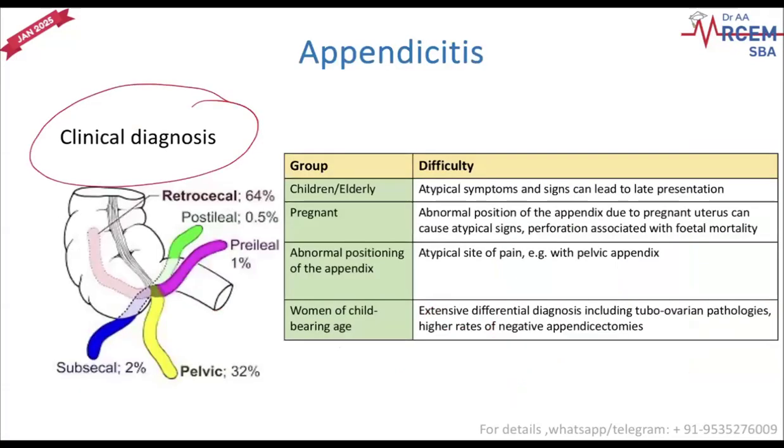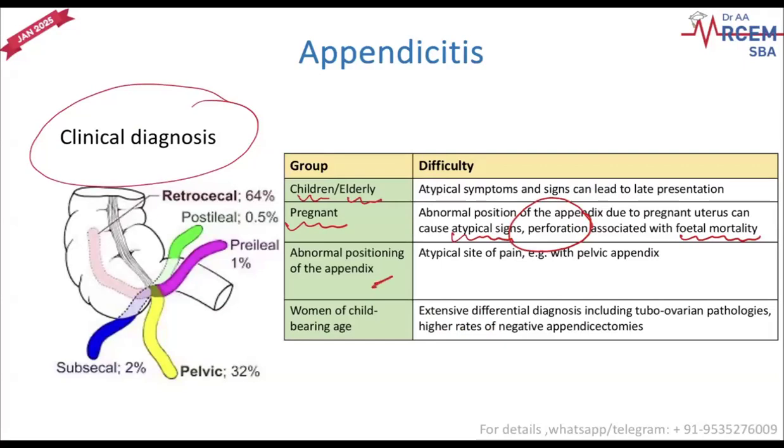Sometimes the presentation might be atypical, especially in children or in elderly individuals. It might be a very late presentation. In pregnancy, because of the gravid uterus, the appendix might be pushed upwards and the pain might be more in the pelvic region. Again, it will be atypical. You need to be aware that if the appendix gets perforated, it can cause fetal mortality, which will be on the higher side.